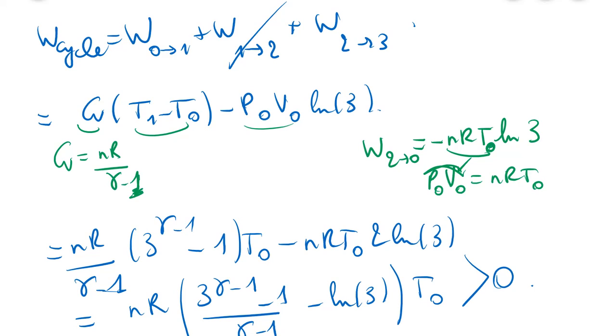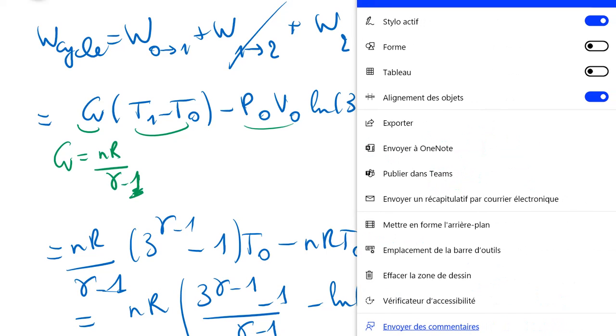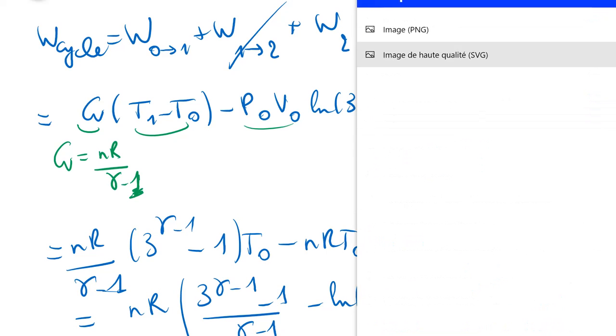So finally, the work of the system, the resultant work, W cycle, is positive. And this is exactly what we were expecting in the first question of the exercise. If you remember, when we were analyzing the graph, because the sense was counterclockwise, we deduced that the work has to be positive because it's a receiver cycle. And this is verified here. So now let's go to the next page to calculate the heats.